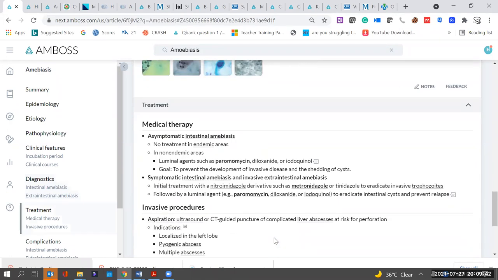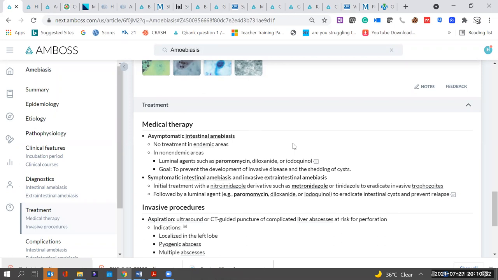Of course, for medical therapy, there is no treatment in endemic areas. In non-endemic areas, we can give luminal agents such as paromomycin, iodoquinol, and diloxanide. These agents can also be given as prophylaxis, for those who give a history that they are going to travel to tropical or subtropical areas. If they come to you for advice before traveling, we can counsel them to take these medications, or at least have them on hand in case they develop this problem. They can start the medication as prophylaxis, or use it during the time period when they are there. The goal is to prevent the development of invasive disease and shedding of cysts.